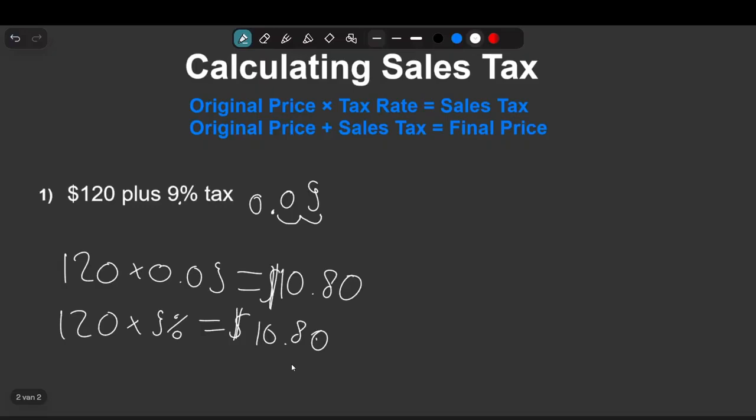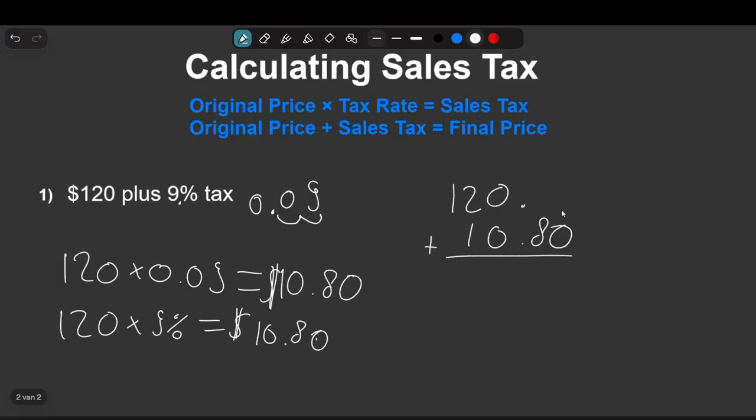So now we have our sales tax. We are almost at our final price. All we have to do now is add our sales tax to our original price. So we have $120, this was our first price, and we're going to add our sales tax. So we have 120 plus $10.80 like this.